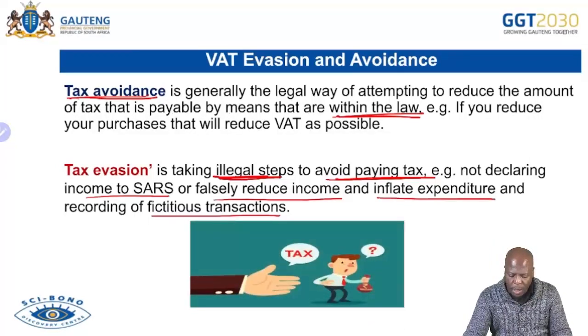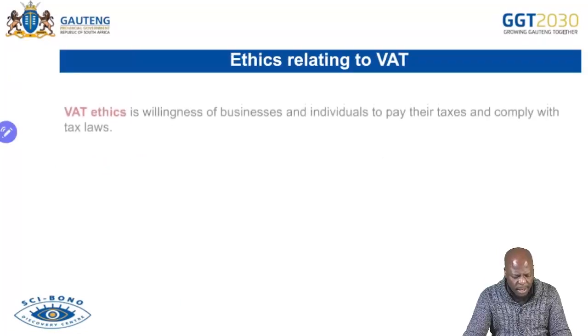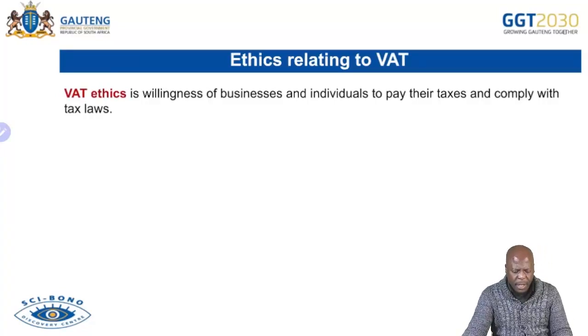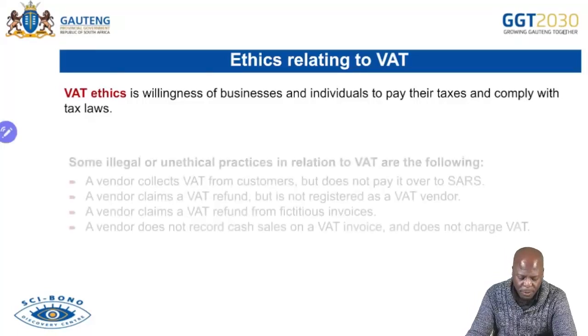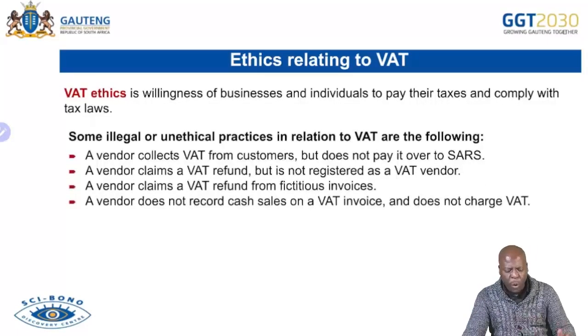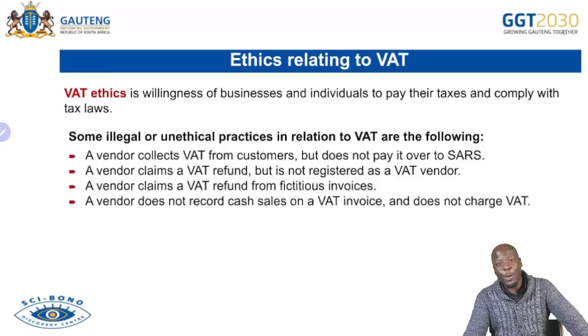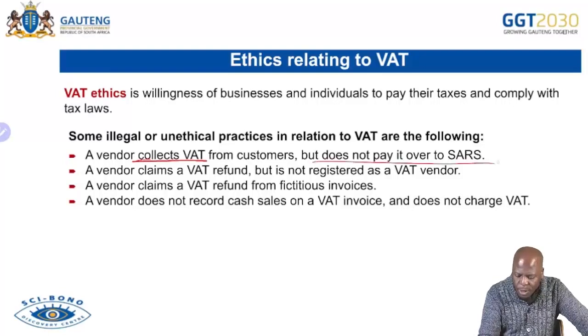Now, it is important, learners, that we understand these ethics. Now, when you talk about VAT ethics, it is the willingness of the business and the individuals to pay their taxes and comply with tax laws. Now, some illegal or unethical practices that can relate to VAT are the following. What is it that can go wrong in terms of ethics in VAT? Number one, a vendor can collect VAT from the customers, but then not pay it over to SARS.